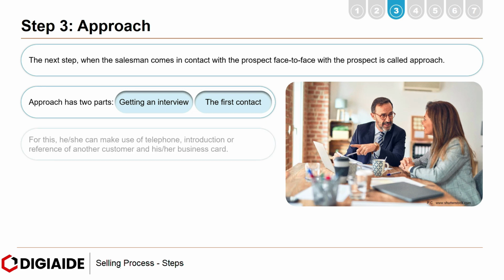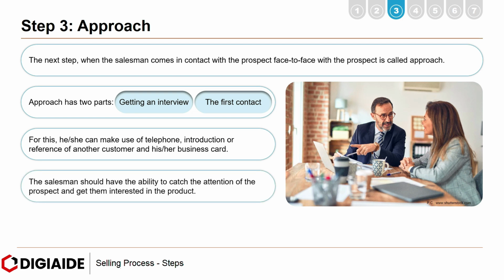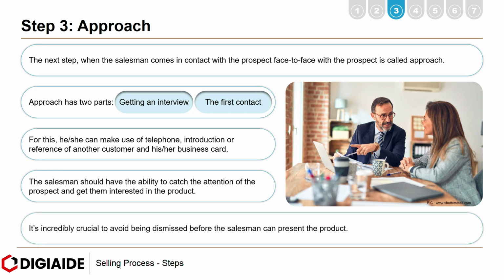For this, he or she can make use of telephone, introduction or reference of another customer and his or her business card. The salesman should have the ability to catch the attention of the prospect and get them interested in the product. It's incredibly crucial to avoid being dismissed before the salesman can present the product.